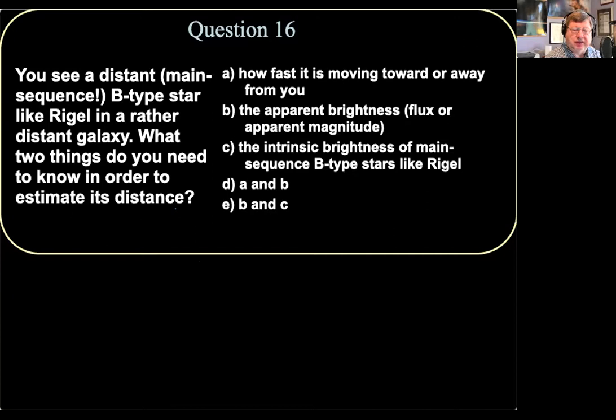Okay, so let's do another one. You see a distant main sequence B-type star in Rigel in a rather distant galaxy. What two things do you need to know in order to estimate its distance? So it's a main sequence B star. You need to know A, how fast it's moving towards or away from you, B, its apparent brightness, C, the intrinsic brightness of main sequence B-type stars like Rigel.